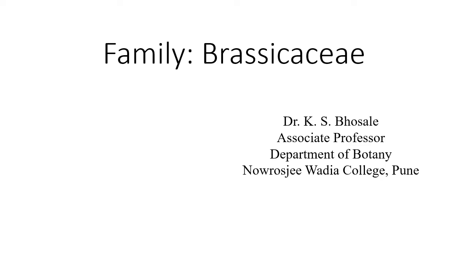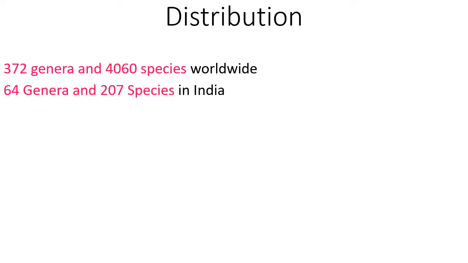Hello students, in this presentation we are going to learn about family Brassicaceae, which is also known as Cruciferae family. Family Brassicaceae is represented by about 372 genera and 4060 species worldwide, whereas in India Cruciferae is represented by 64 genera and 2007 species.